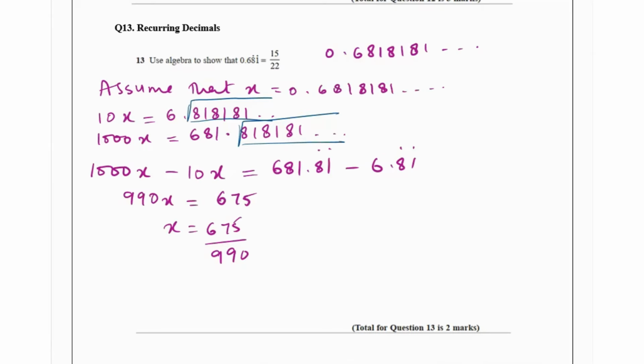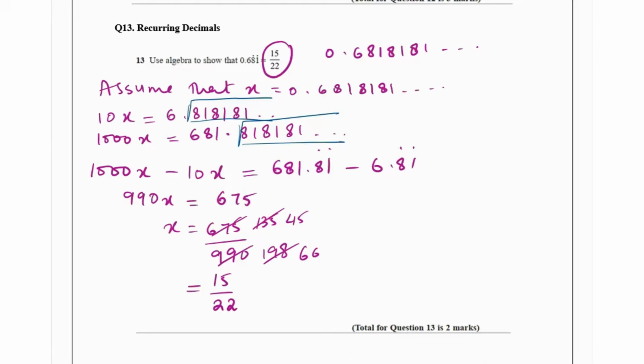Now we're going to simplify this. Both of them come in the 5 times table. 675 divided by 5 is 135, and 990 divided by 5 is 198. Both of them come in the 3 times table. 135 divided by 3 is 45, and 198 divided by 3 is 66. 45 and 66 also come in the 3 times table. That's going to be 15 out of 22. So that's exactly the same as the fraction given in the question.